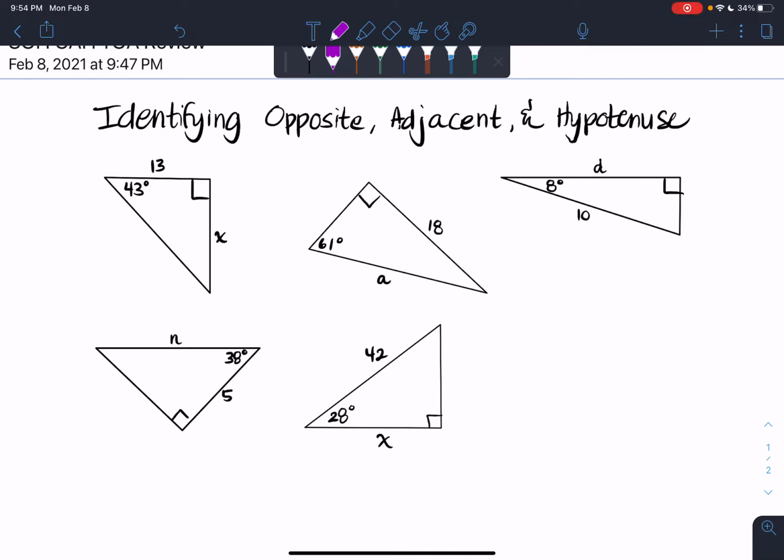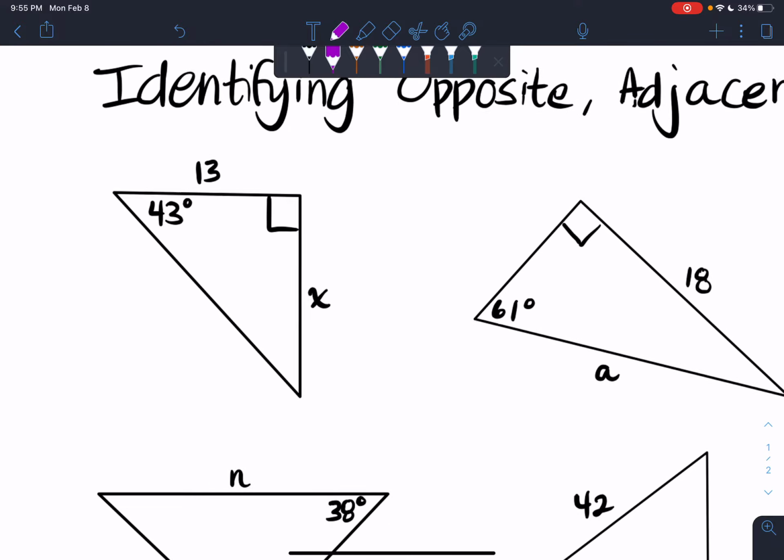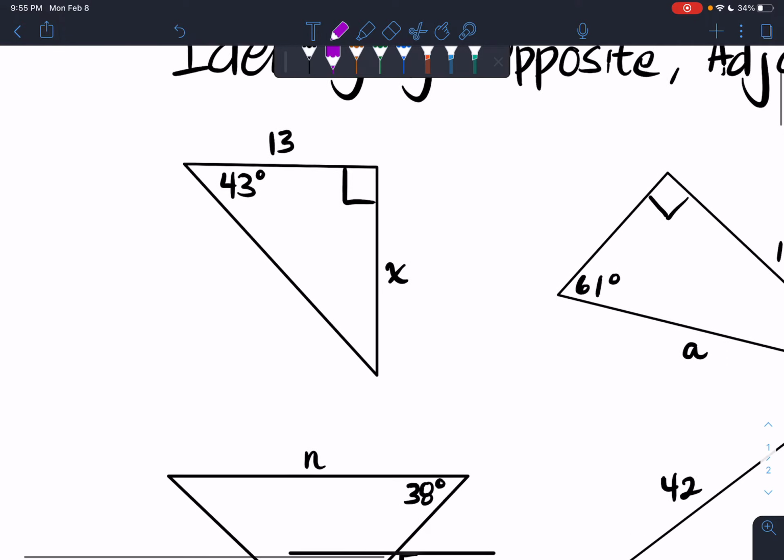Hello everyone! I wanted to take some time and help us with reviewing opposite, adjacent, hypotenuse sides when you have a reference angle in a right triangle. It's going to be really fun. So here we go. Let's take this first triangle for example.